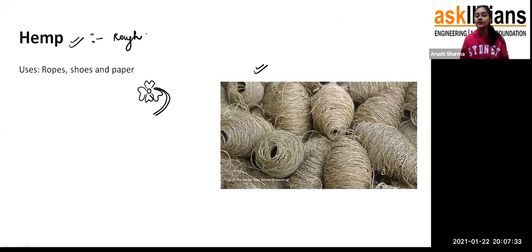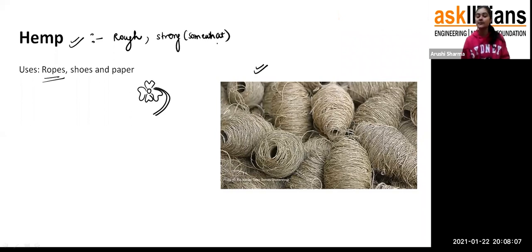We use it for the formation of ropes, shoes and paper as well. These are the uses of hemp, because it is rough in nature. It is also somewhat strong. If we use a rope made of it, you just can't tear it like that. It can tear, but only after some time, when you apply more force. So you can say it is rough and somewhat strong.